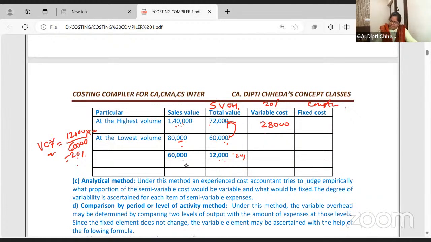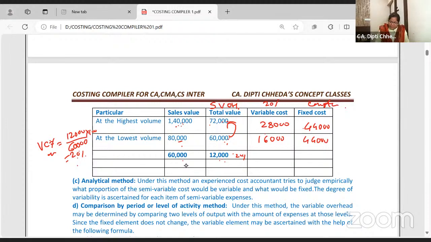What is your total semi-variable overhead? 72. What is variable? 28. So what will be fixed? 44,000. In the same way, at 80,000 it's 20%, that is 16,000. But your total semi-variable overhead is 60,000, so fixed is 44,000.